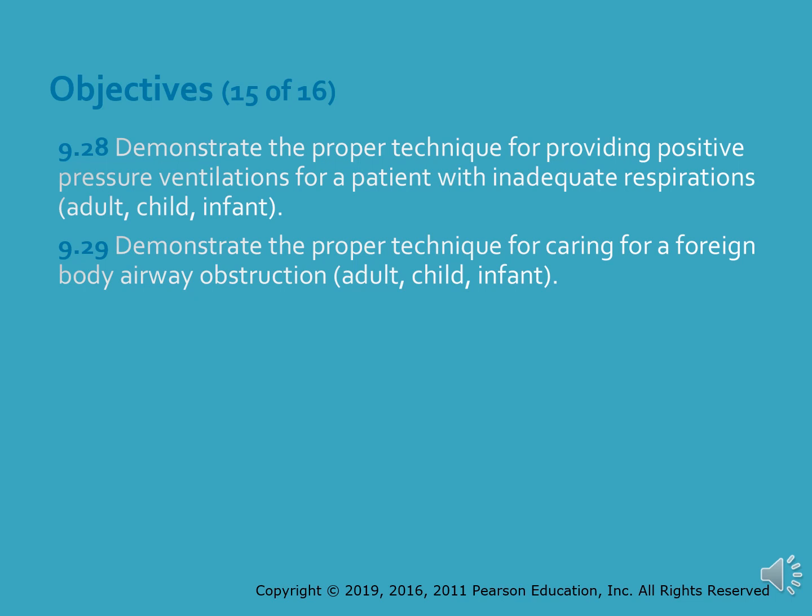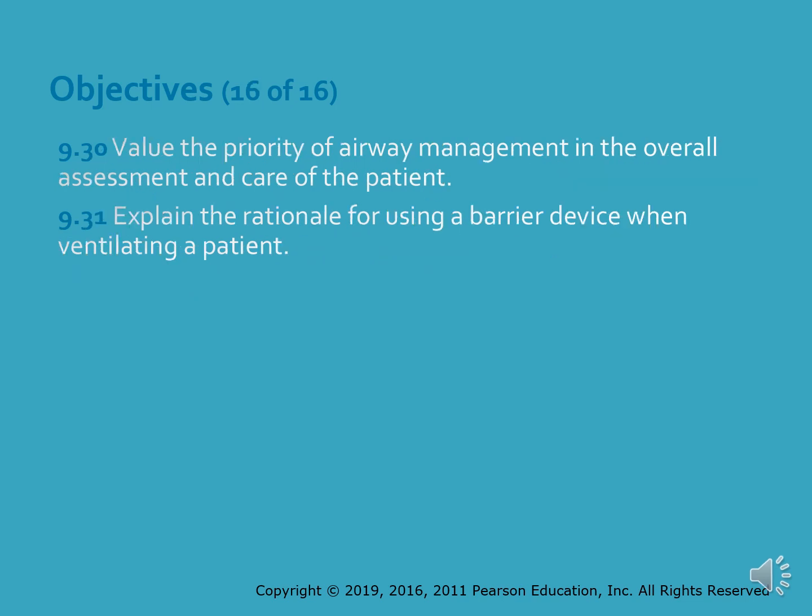Demonstrate the proper technique for providing positive pressure ventilation for a patient with inadequate respirations for the adult, child, and infant. And demonstrate the proper technique for caring for a foreign body airway obstruction in the adult, child, and infant. Value the priority of airway management in the overall assessment and the care of the patient. Explain the rationale for using a barrier device when ventilating a patient.